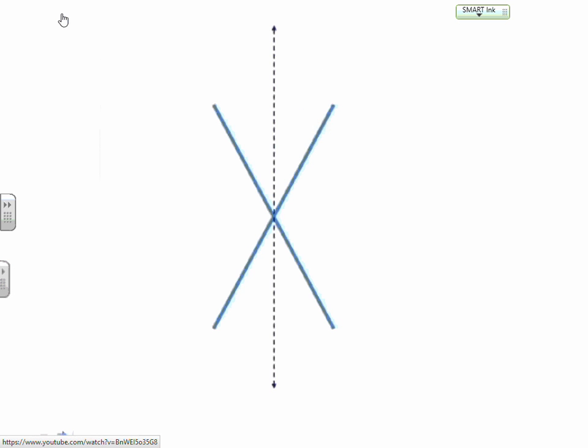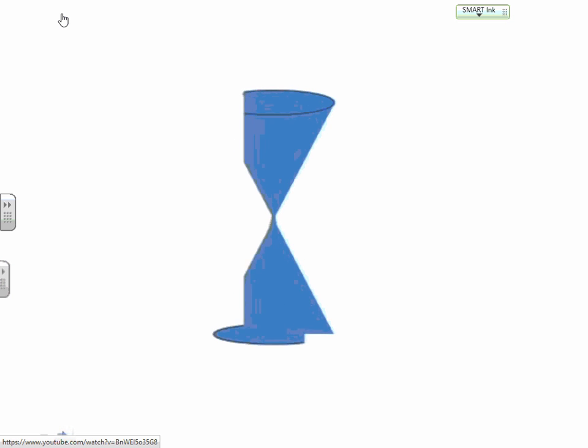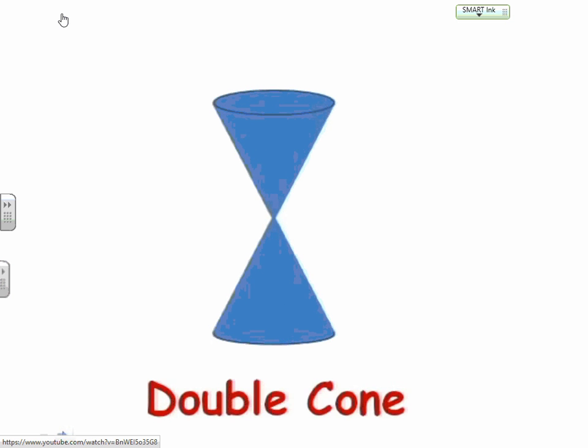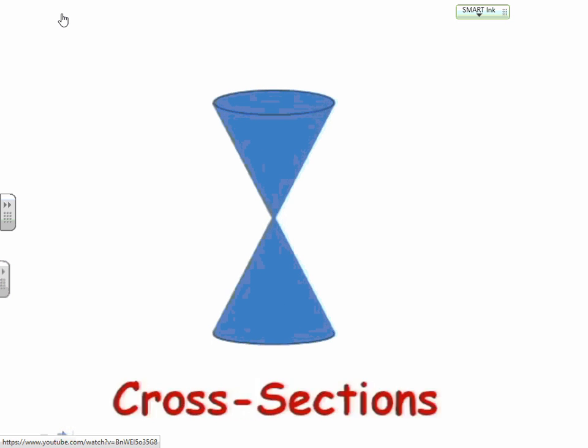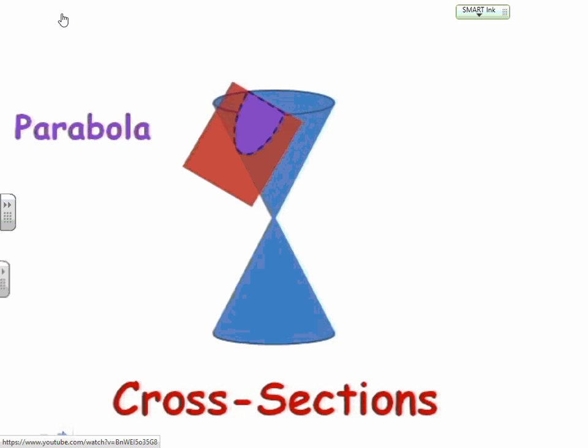So conic sections come from a double cone. And we are going to take a plane and slice through it at different angles. When we slice through it at this angle, we get a circle. And we can get a lot of different circles. If we go just a little bit angled, we get an ellipse. If we angle it enough, we get a parabola. That's where we'll begin today.